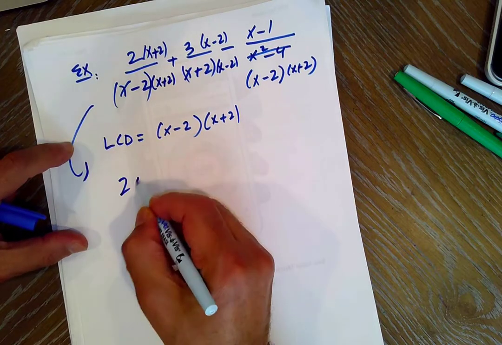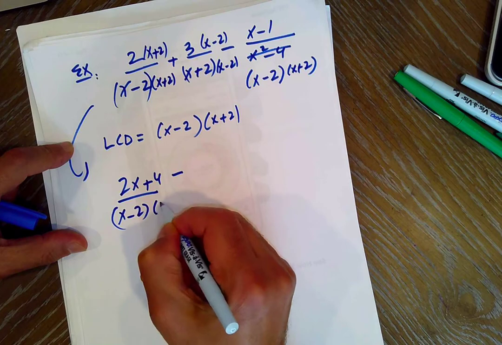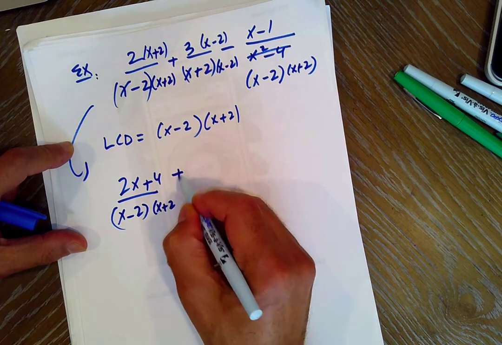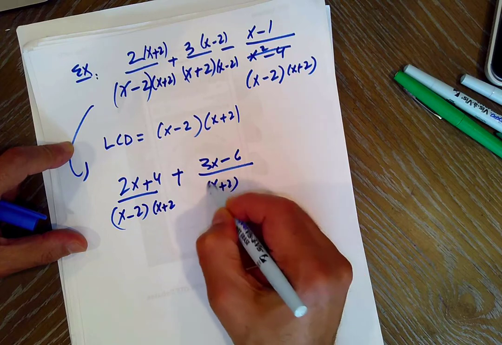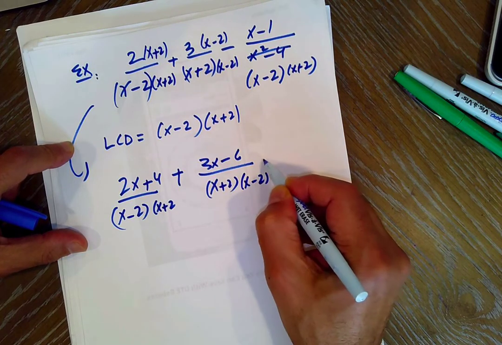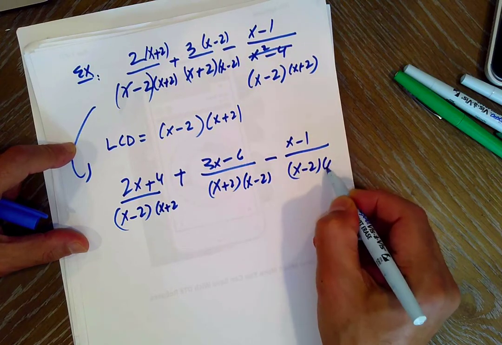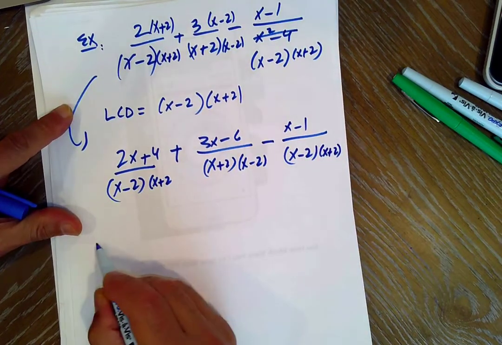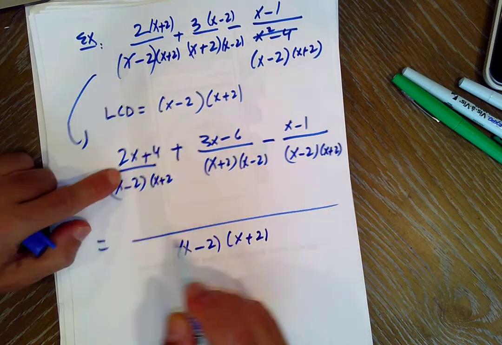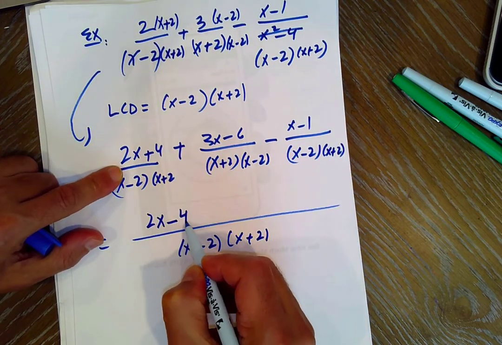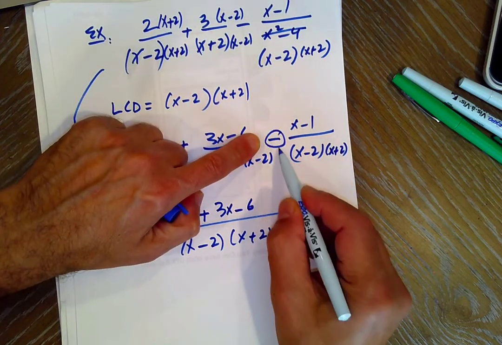So this would be (2x + 4)/((x − 2)(x + 2)) + (3x − 6)/((x + 2)(x − 2)) − (x − 1)/((x − 2)(x + 2)). So now we're going to put them together into one fraction, with the LCD at the bottom, and bring everything else down: 2x + 4 + 3x − 6.